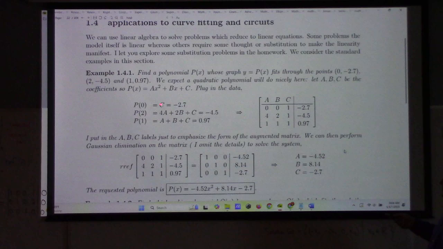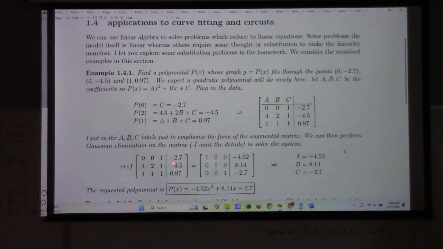So I get, p of 0 is c, which is minus 2.7. P of 2 is 4a plus 2b plus c, which is minus 4.5. And p of 1 is a plus b plus c, which is 0.97. That gives us 3 equations and 3 unknowns, which gives me this, and so here's yet another notation. I've put the a, b, c to indicate that those are my variables up there. I don't usually put this, I don't like that this is up here. That's not my favorite notation. Anyway, so you do the calculation, and after some work, you get this and this and this.